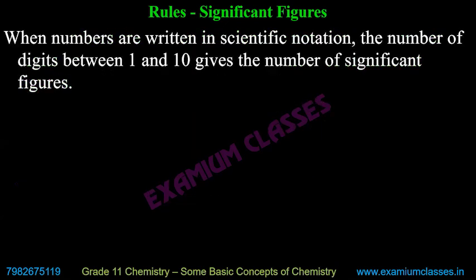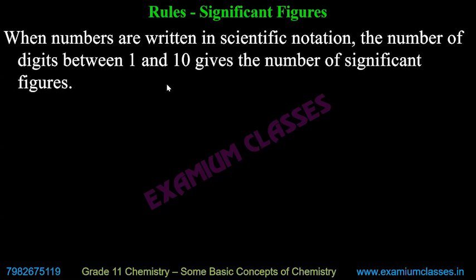Sir, 4000 will be having one significant figure. Yes, 4000 will have one, because these zeros will not be considered as significant, because these are not after the decimal, rather these are before the decimal. Sir, if it would be 4.000, then it will have four significant figures. Yes, correct. Sir, can you please tell the rules of addition and subtraction of significant figures? I am coming to that.